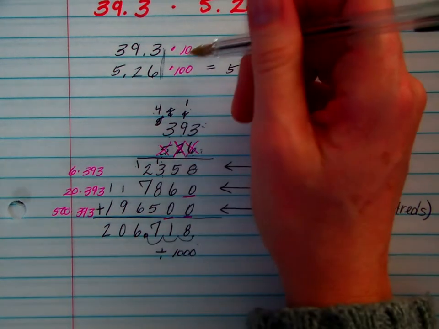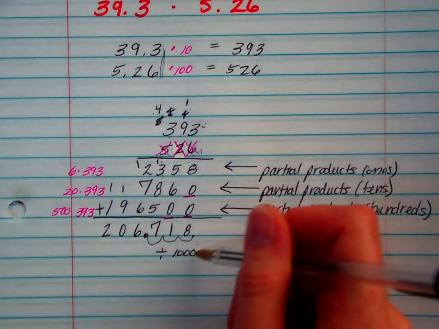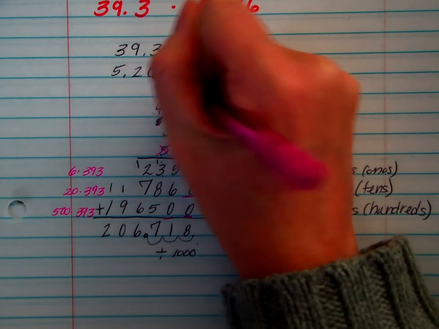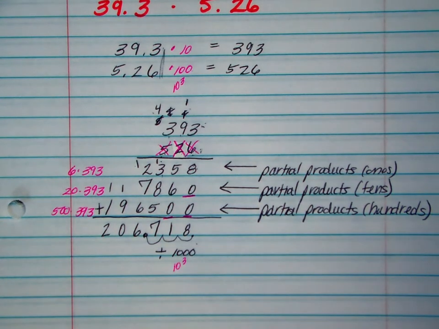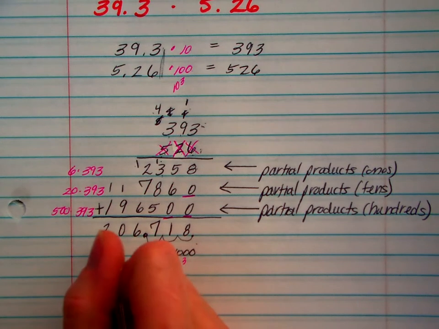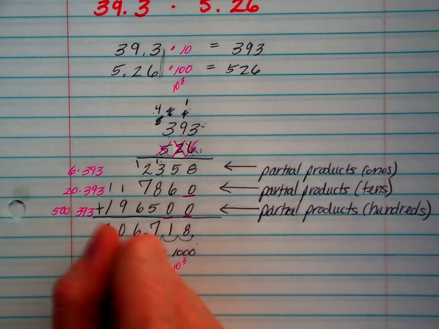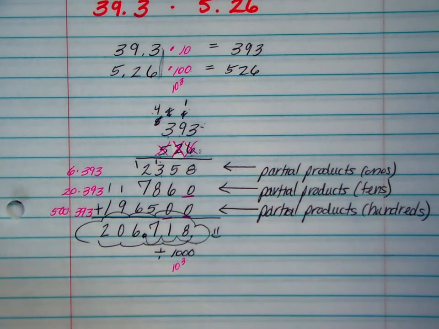Because in total, you multiplied by 1,000 here. You can shortcut this by seeing 1, 2, 3. You did 3 powers of 10. This is 10 to the third power. This is also 10 to the third power. Your final answer is 206 and 718 thousandths. Happy answer. Now back to proving that the partial products work in the area model.